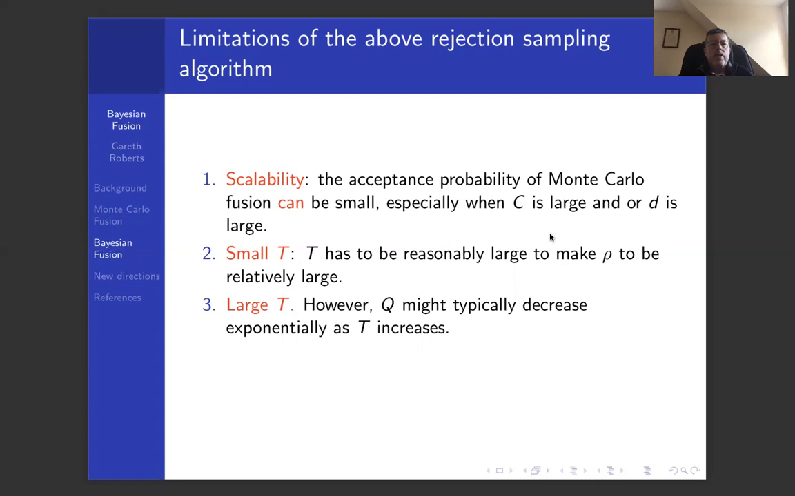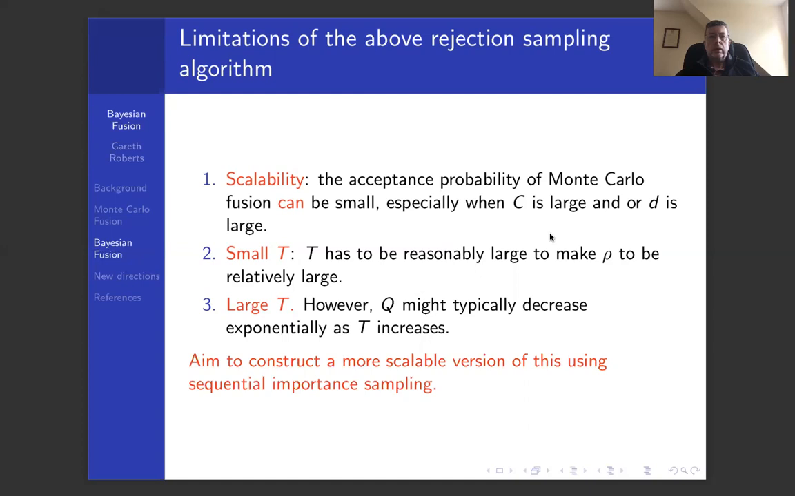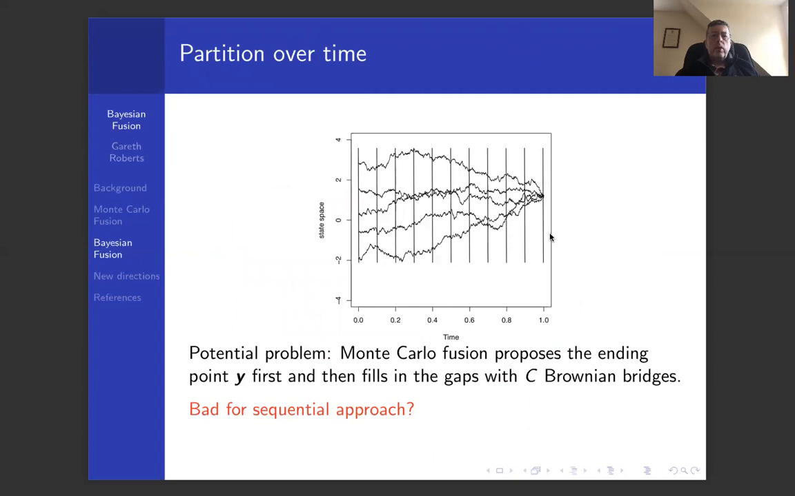So what we'd like to do in the Bayesian fusion algorithm is to find some way of harnessing the ideas from the Monte Carlo fusion algorithm into a much more scalable and practical algorithm. So a natural thing to do, since we have these Brownian bridges over time, is to introduce some kind of partition. And maybe we can find some way of sequentially doing the simulation. And maybe this can avoid the worst problems of the Q rejection step, which remember has to survive with a hazard rate that's running over the Brownian bridges throughout the entire period from zero to T.